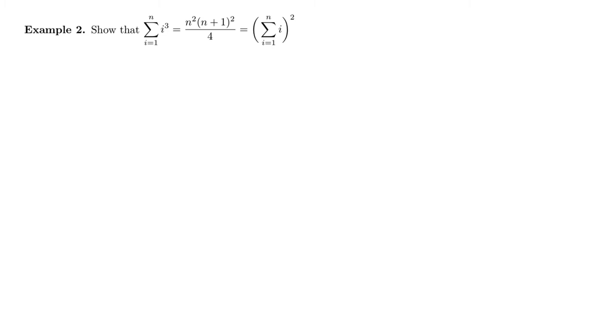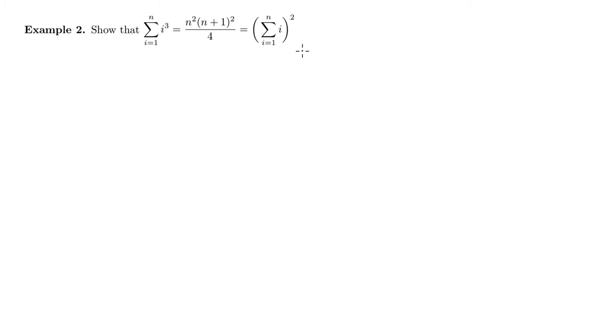All right, so we have another sum that we want to show. We want to show that if we add up the numbers 1 to n but cube all of them, we get this formula. But the interesting thing to notice here is that n squared times (n plus 1) squared over 4 is actually just the sum from 1 up to n of just i, that quantity squared.